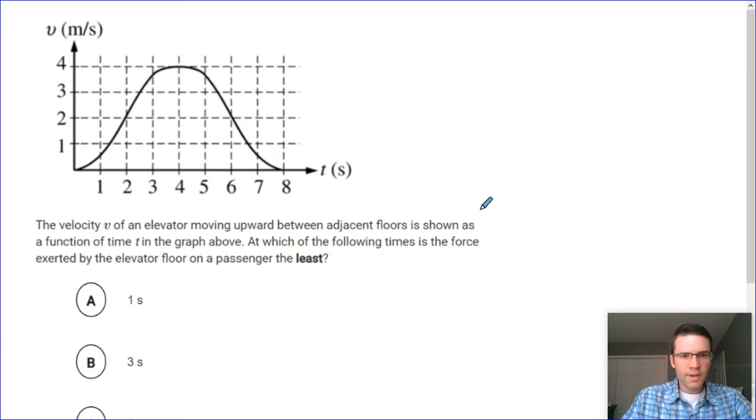The velocity of an elevator moving upward between adjacent floors is shown as a function of time t in the graph above. At which of the following times is the force exerted by the elevator floor on the passenger the least? This is a really good question.